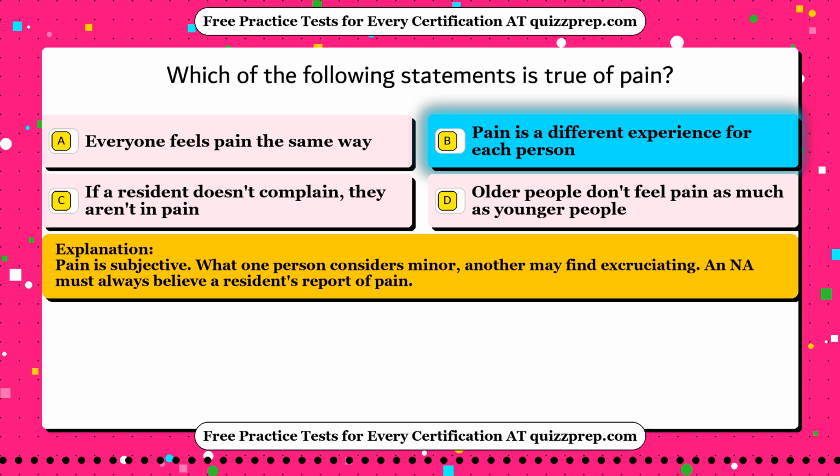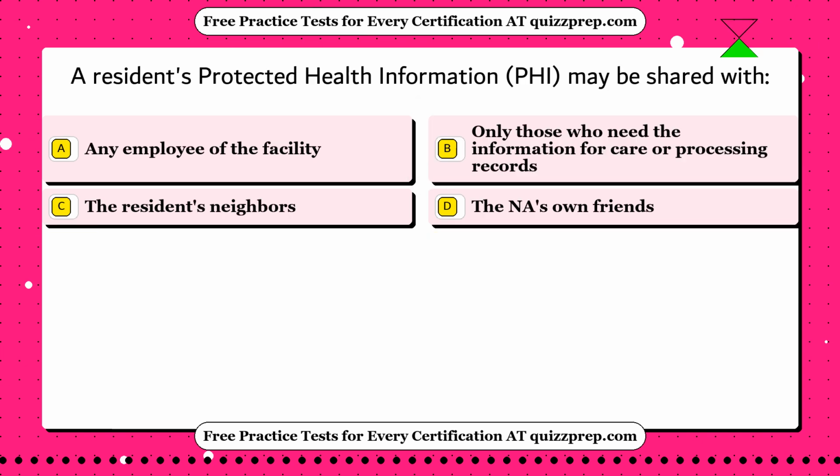Pain is subjective. What one person considers minor, another may find excruciating, and the NNAAP must always believe a resident's report of pain. Question 97. A resident's protected health information, PHI, may be shared with option A, any employee of the facility. Option B, only those who need the information for care or processing records.